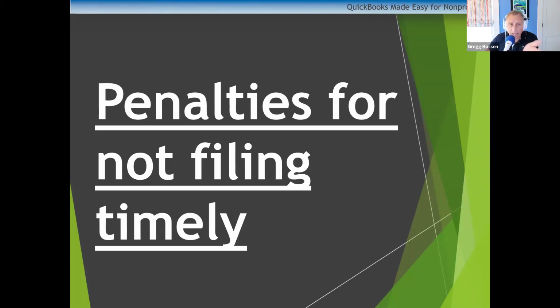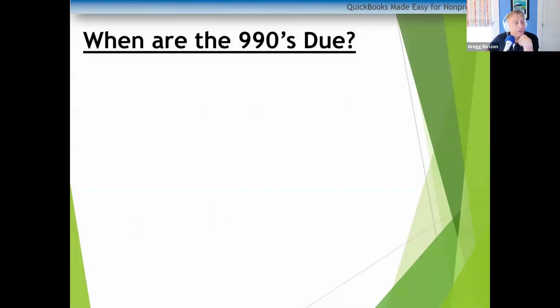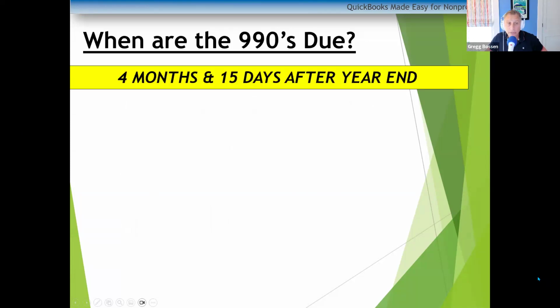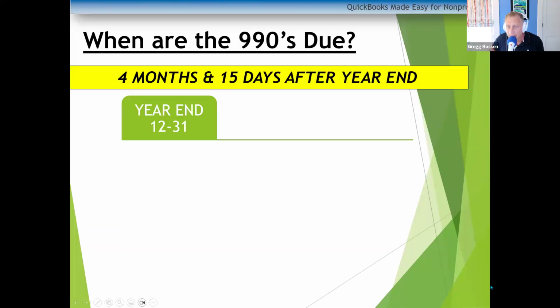Okay. So first, penalties. First of all, y'all tell me, when are the 990s due? Tell me when they're due. When are the 990s due? For the December deadlines, they're due on May 15th, which is next week. Okay. So they're due 4 months and 15 days after the year ends. So if your year end is December, then it's May 15th because you got January, February, March, April. That's 4 months. 15 more days is May 15th.